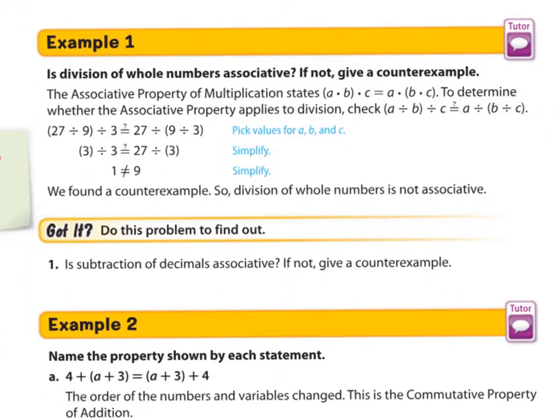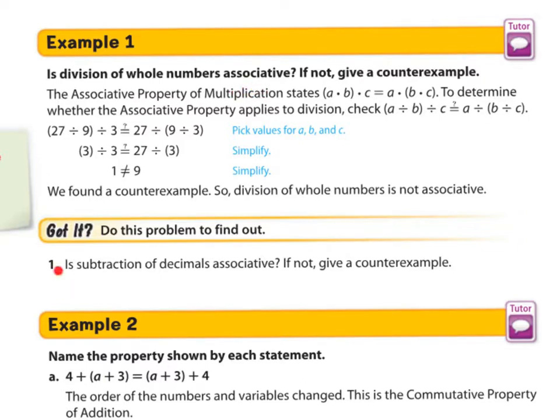Now here's example 1. Is division of whole numbers associative? If not, give a counterexample. So let's see, is it associative? Can we group them? So here we have, for example, 27 divided by 9 divided by 3. 27 divided by 9 is 3, and then 3 divided by 3 is 1. But what if I group them differently? What if instead of doing the 27 divided by 9, I do the 9 divided by 3, as we've done here? 9 divided by 3 is 3, and 27 divided by 3 is 9. So they're not equal. You can see that. So division does not work with the associative property.